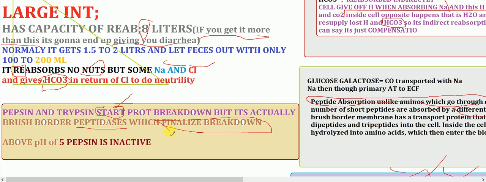So this is what you have to remember. Someone can ask you, and a lot of the time it's asked as an MCQ: beyond what pH does pepsin become inactive? It works best at a pH of 2 or 3, and it becomes inactive at a pH of 5.